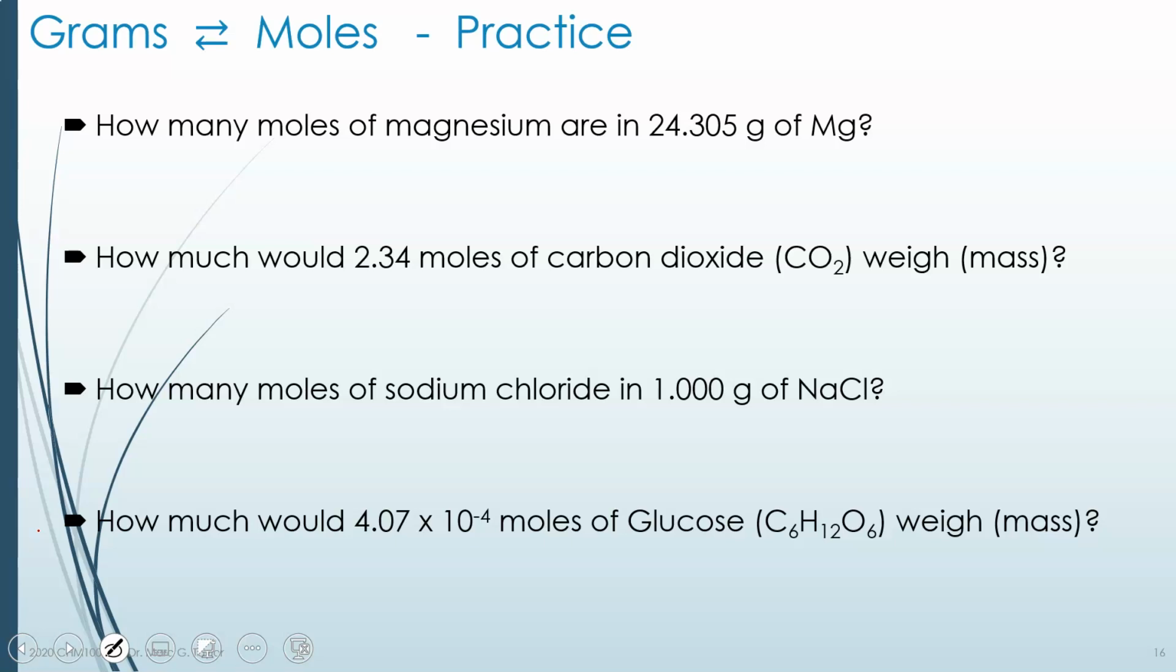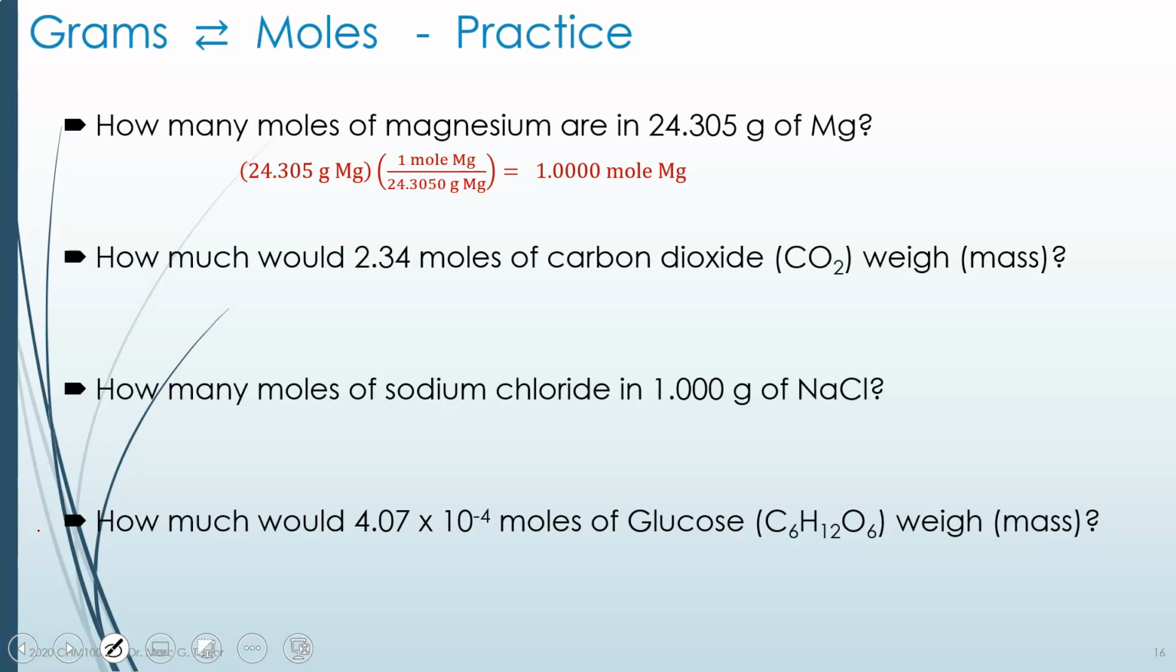These are problems that all involve conversion of grams to moles or moles to grams in one way or another. How many moles of magnesium are in 24.305 grams of magnesium? Well, you're asked for moles, you're given grams, so you need the molar mass of magnesium. You just go to the periodic table. It's a single atom, that's easy enough. And it turns out the molar mass of magnesium is exactly the same number.